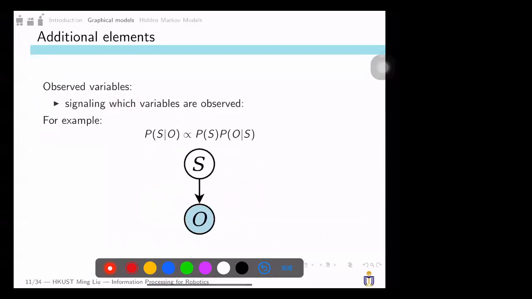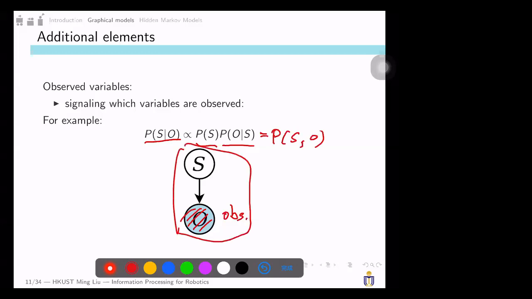Another thing is the observed variable. You can dash or shadow these variables, so that it means you can have a direct observation. Okay, in this case, you have PS given O, proportional to PS times PO given S. This is the PSO, a joint distribution from this graph.